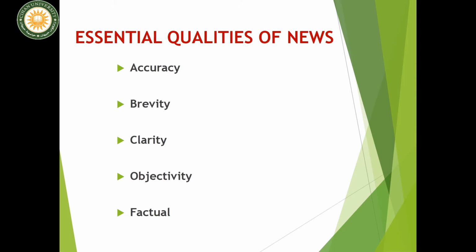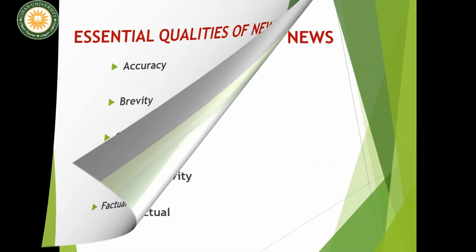The third point is clarity. Your words must be very clear. It must give direct information to the audience. Objectivity. Objectivity means you have to write news without any bias. And factual, you have to write factual news.